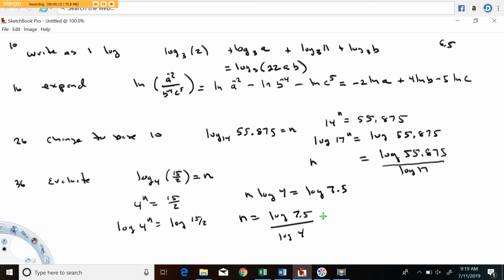So I'm going to leave this as an exercise to the reader here. Just take your calculator, hit just the way you see it, log 7.5, divide by log 4, equals. Fill in a value, you'll be done.